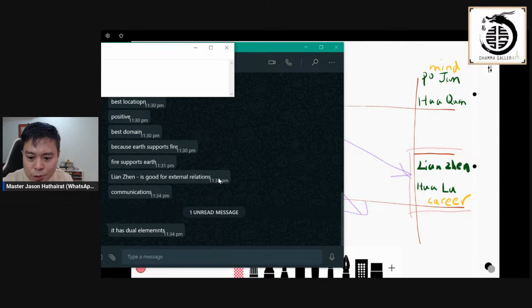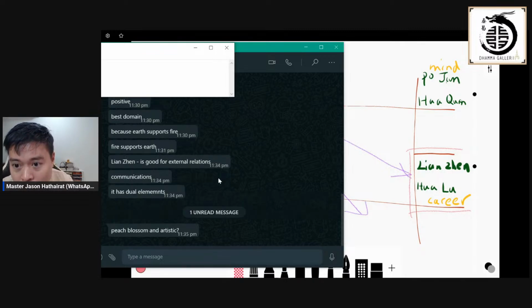All right, because Lian Zheng actually has a dual nature. Do you remember what is the dual nature of Lian Zheng? Can you remember what's the dual nature of Lian Zheng? Stephen, can you remember the dual nature of Lian Zheng? Yes, it is also a peach blossom star. You are correct.